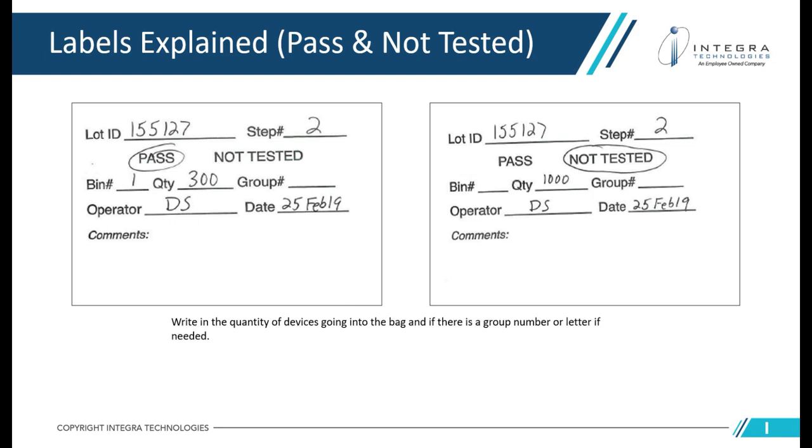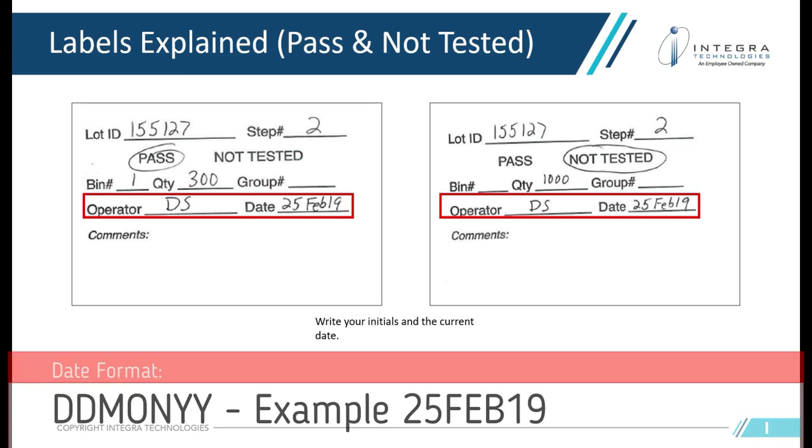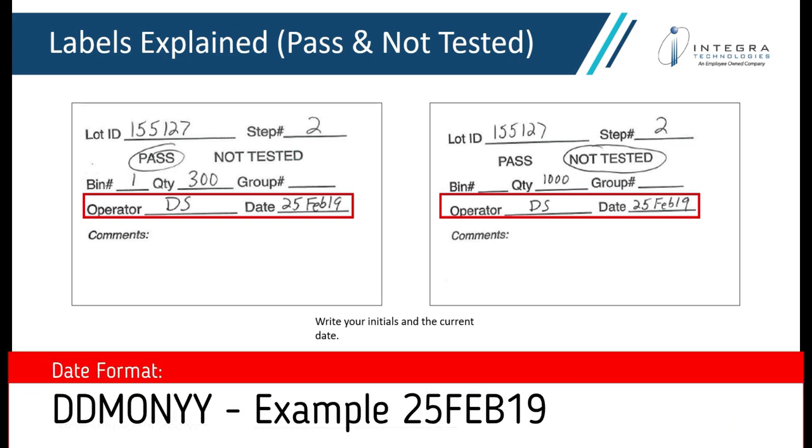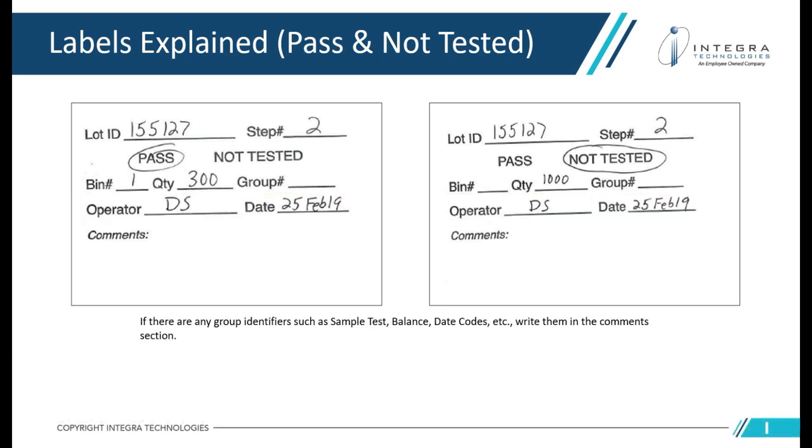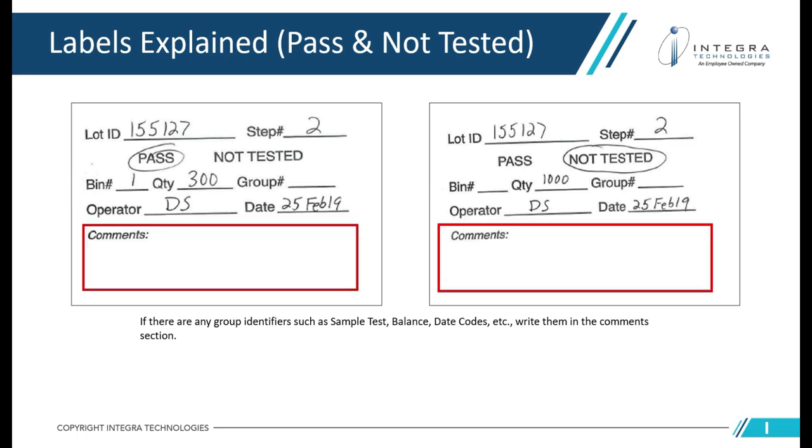Next, you will need to write in the quantity of the devices going into the bag and if there is a group number or letter associated with these devices. Now you'll need to write your initials and the current date. Make sure to write the date in the correct date format. Lastly, if there are any group identifiers such as a sample test, balance, or date codes, you'll want to make sure to write those in the comments section.